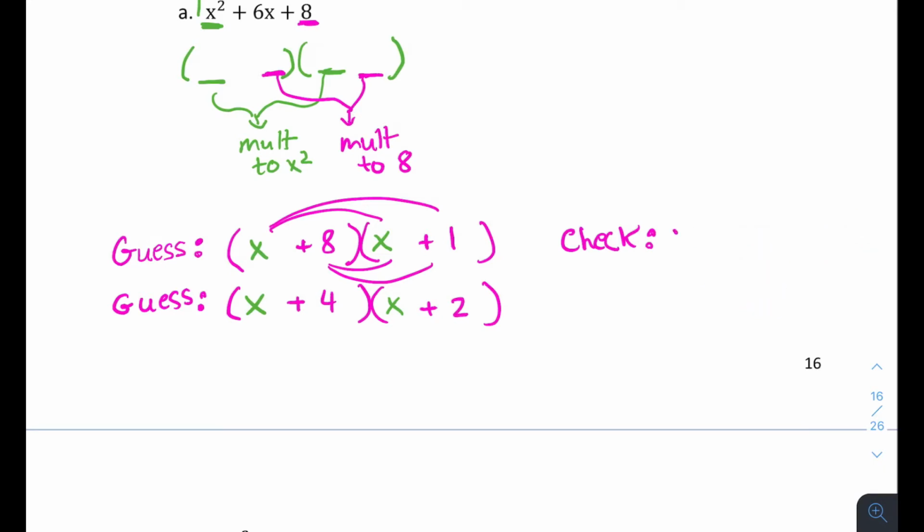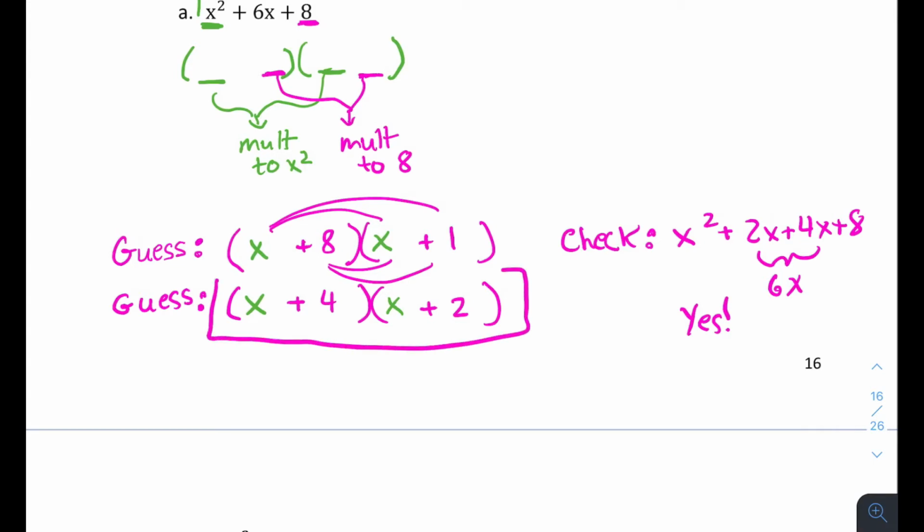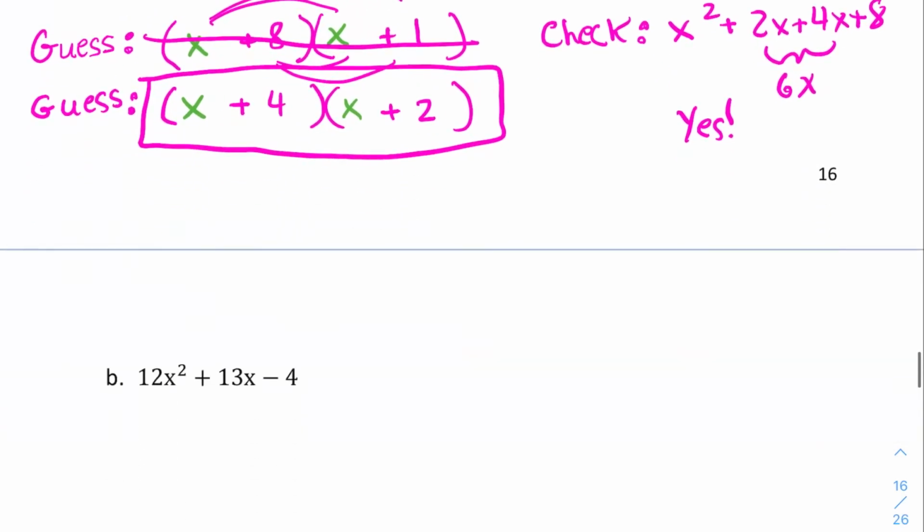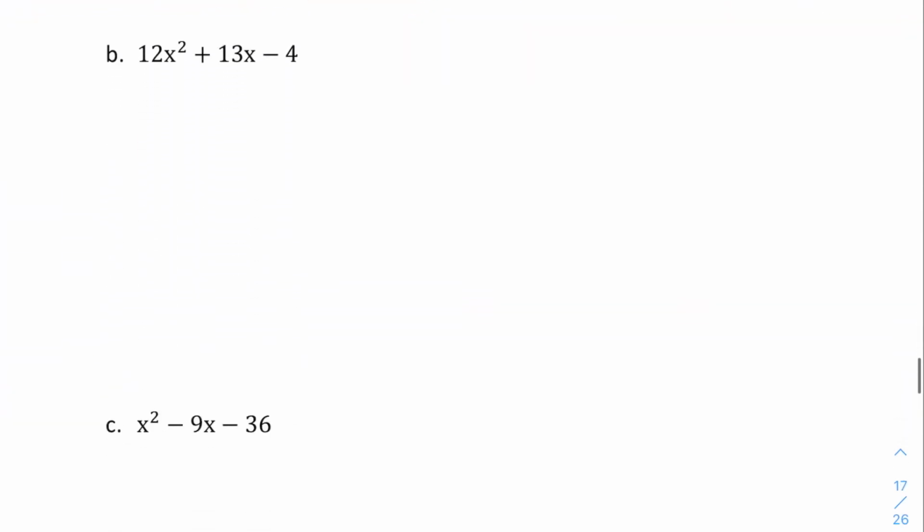So if you multiply it together, you get x squared plus 2x plus 4x plus 8, which your middle terms, if you combine them, does get you 6x, which is what you needed. So your factored version is x plus 4 times x plus 2. That one wasn't too bad to guess and check because there weren't a lot of factors of 1x squared or 8. We're going to do another one, which this one has significantly more options.